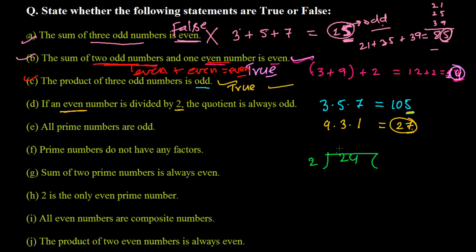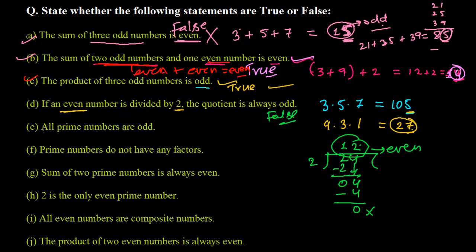So 2 times 1 is 2, and I get nothing. And again I'm going to drop the 4, and 2 times 2 is 4. I'm going to subtract it, and I get nothing here, no remainder. So what's my quotient? Quotient is 12. The statement says the quotient is always an odd number, but I'm getting an even number here. Okay, I'm sorry dude, I need to say you are incorrect, you are false, because I'm getting an even number here.